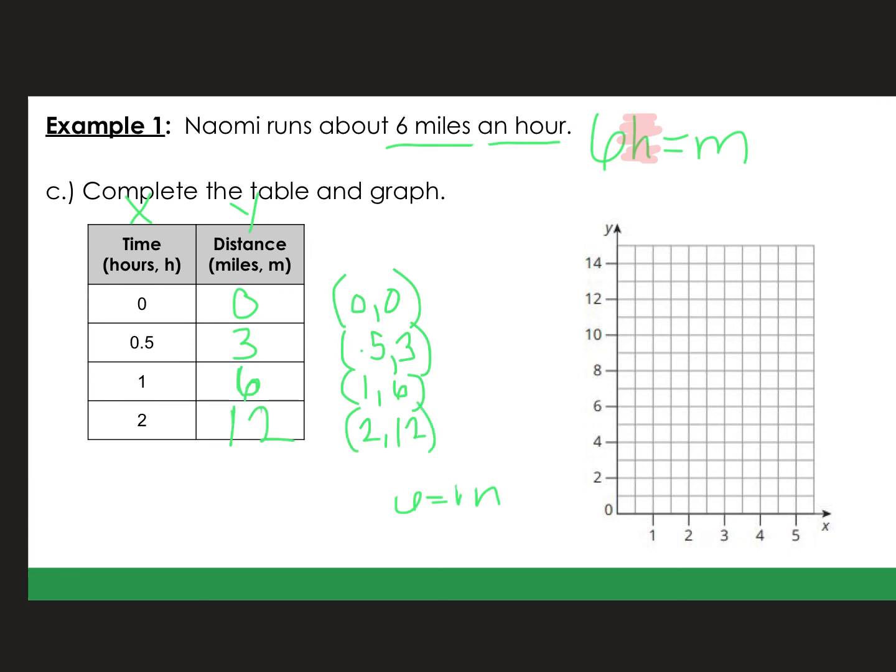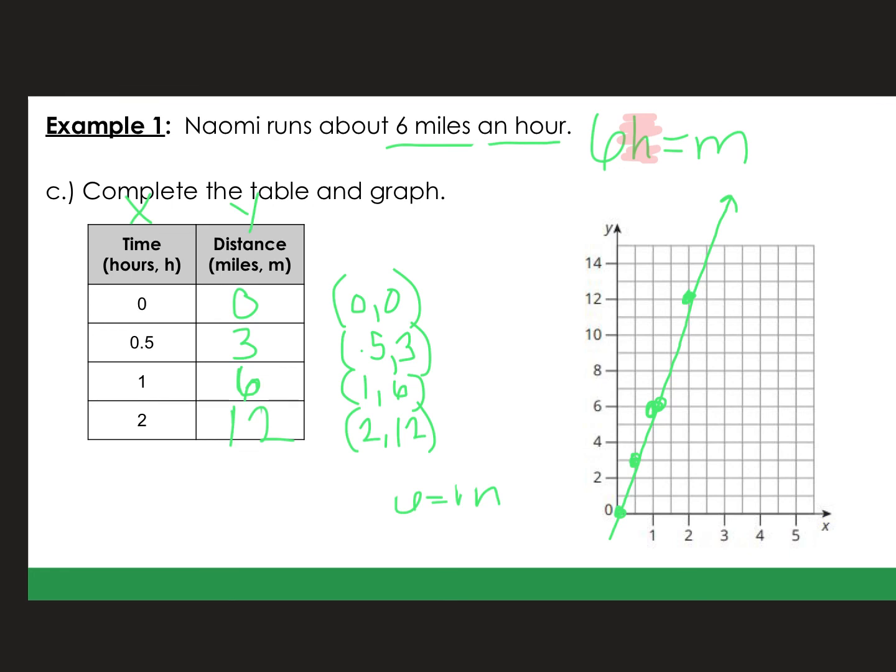So now I'm going to graph those. So I have 0, 0. I'm going to try to get them on the graph right there. Halfway in between 1 and 0 is 0.5. So I have 0.5, 3. Remember, we go left and right first with the x. And then 1, 6. And then 2, 12. So then I would draw a line through that. And that is our graph.